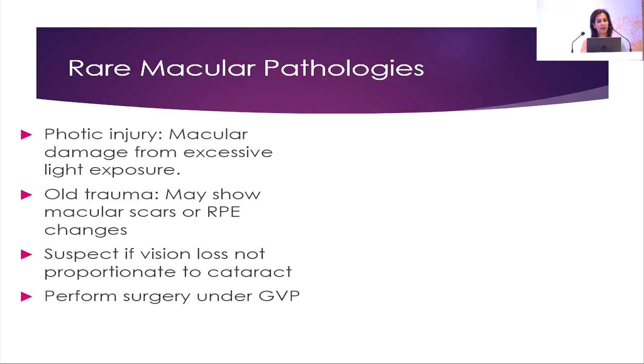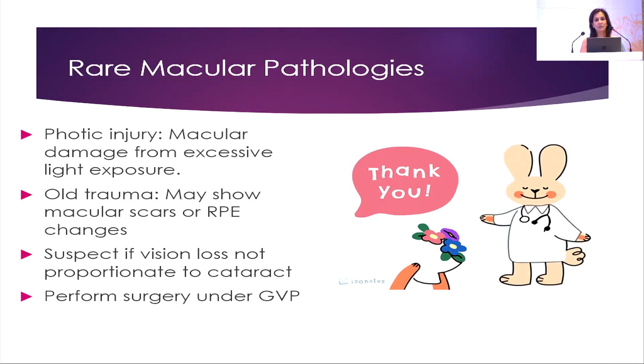Coming to some rare macular pathologies, photic injury: a history, you can ask, of old trauma. Again, you don't know, but subtle signs like a pigmentary change at the macula will be the giveaway. And again, suspect all these as another cause if vision loss is just not proportionate to the cataract. Cataract surgery has to be done, but this is basically for prognostication, because only when you tell the patient and keep the expectation low will the patient thank you for the surgery, otherwise you're going to be in trouble.